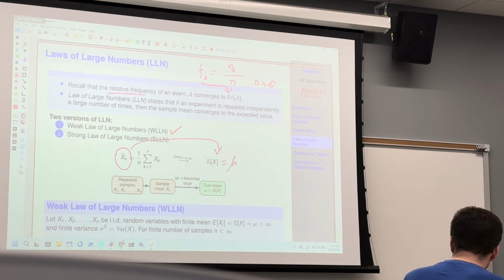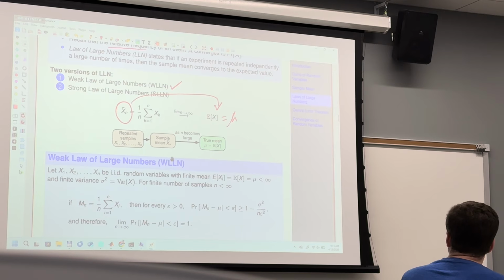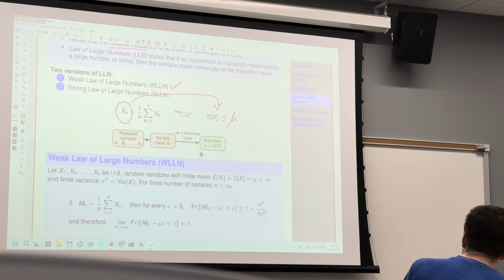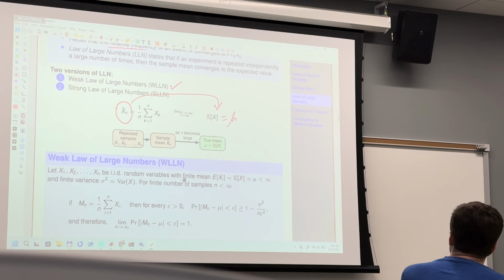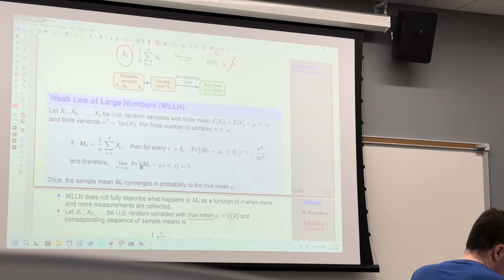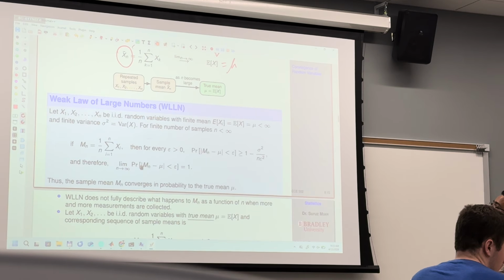Just to reiterate, you start with repeated samples, x1, x2, up to x sub n, calculate the sample mean, and then when n becomes large, it becomes the true mean. I just illustrated this through a graphical row. Now for the weak law of large numbers, because we have a finite number of samples, we can make use of Chebyshev inequality. Utilizing Chebyshev inequality, the weak law of large numbers is stated right here.